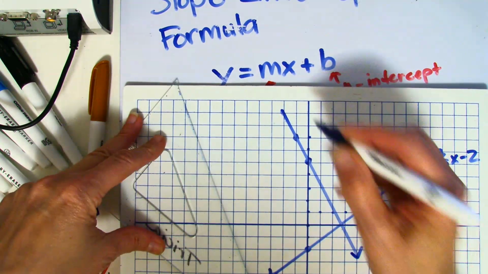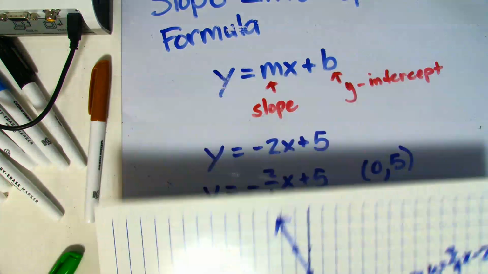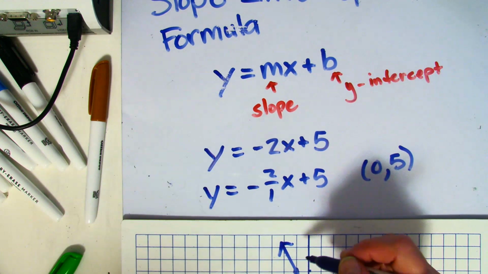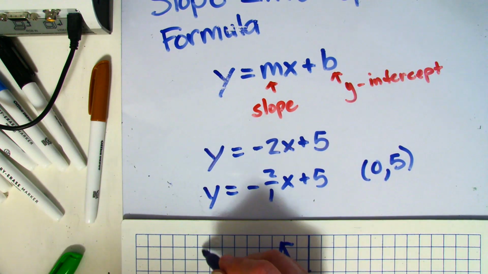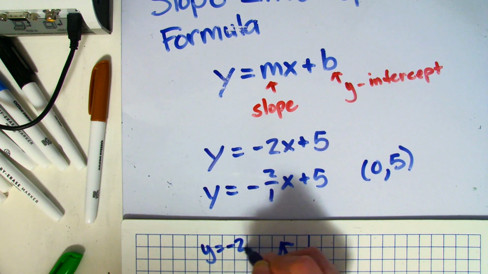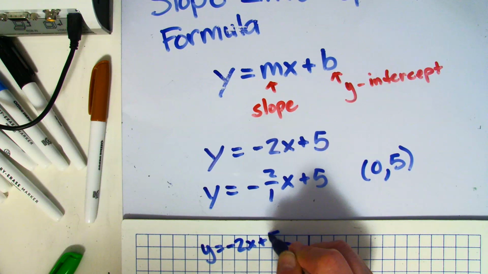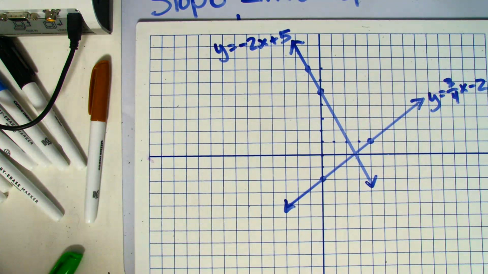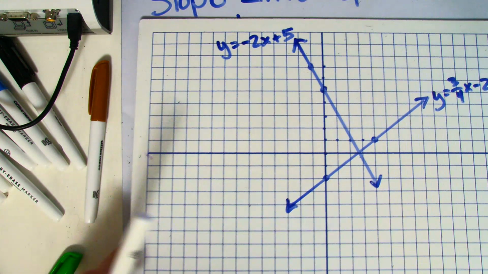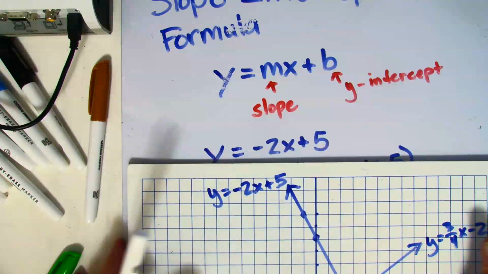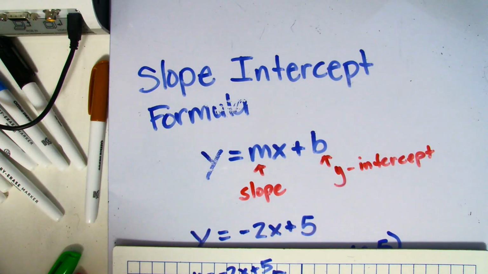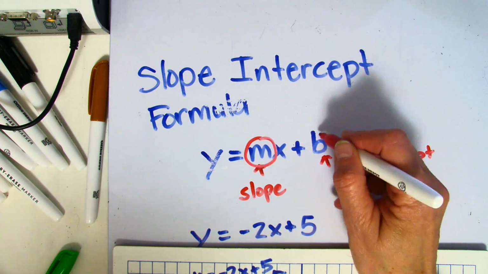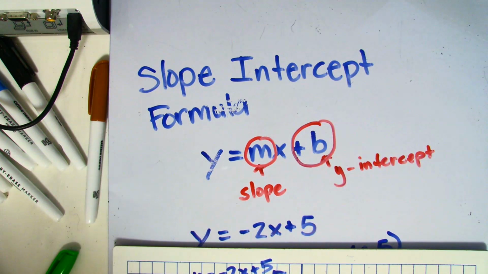And notice that the graph is decreasing, and that's because my slope is negative. And so I'm going to write down my formula next to this line. Okay? And that's how you can graph a line using this formula. This formula has a special name. It's called slope-intercept form or formula, and that's because it includes the slope and the y-intercept. Pretty straightforward.